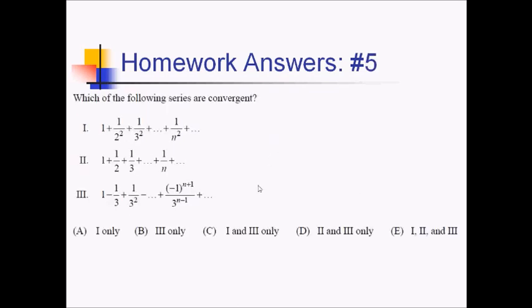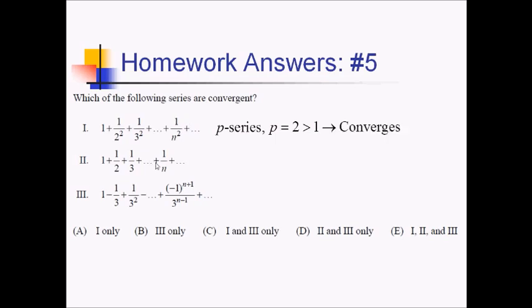On this problem, we want to know which of these three options converges. So we'll just go through one by one and see what we can eliminate. For this first one, if you look at the general term here, this is a p-series with a p-value of 2. Since that's greater than 1, that means that this series is going to converge by the p-series test.